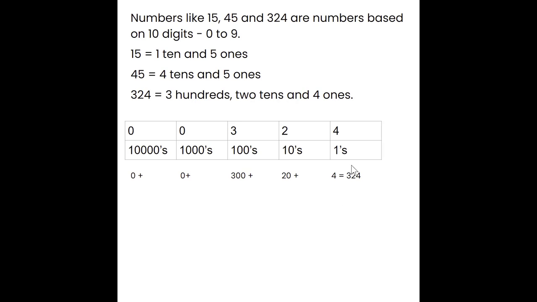Now the other thing that I want to point out that's going to be helpful for understanding binary is that each of our placeholders is based on 10 raised to a power. So 10 to the 0 power is 1, 10 to the first power is 10, 10 to the second power is 100, 10 to the third is 1000, 10 to the fourth is 10,000, and so on. So by raising 10 to a power, we get a new placeholder. So keep that in mind now as we talk about binary.